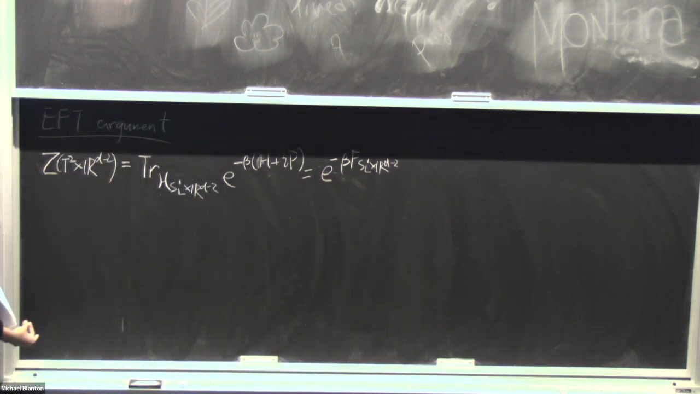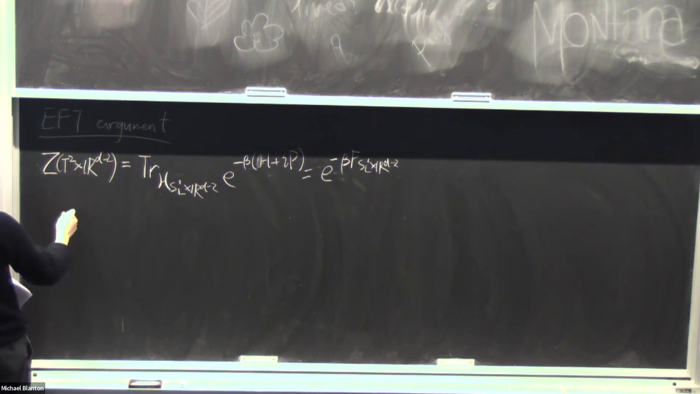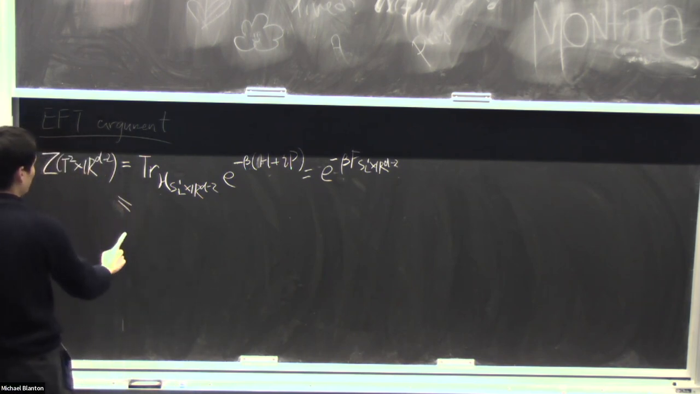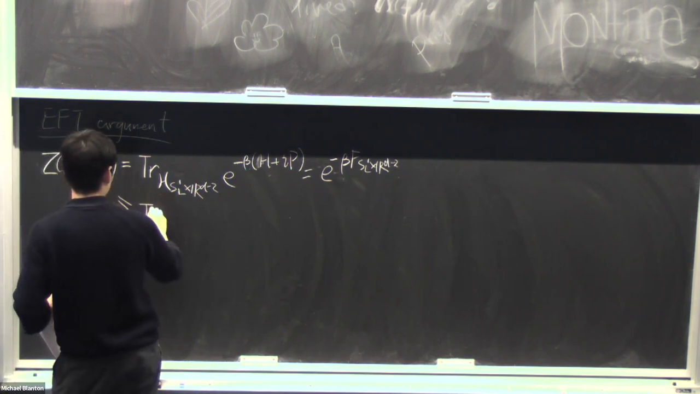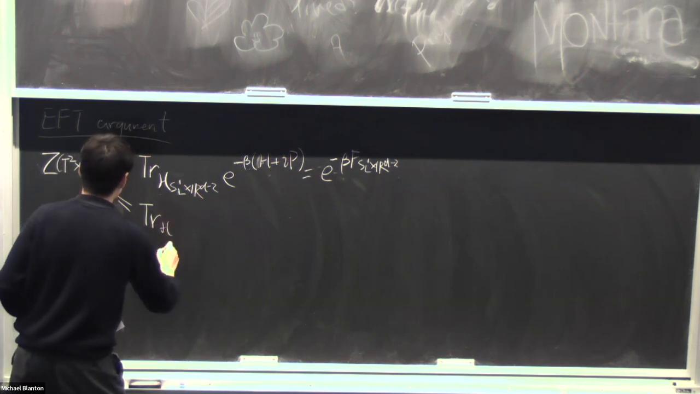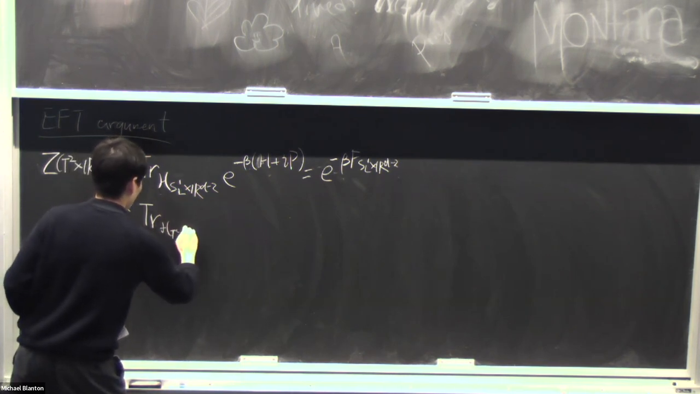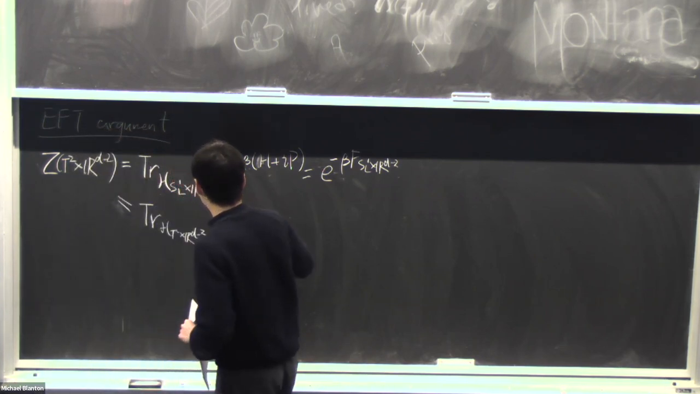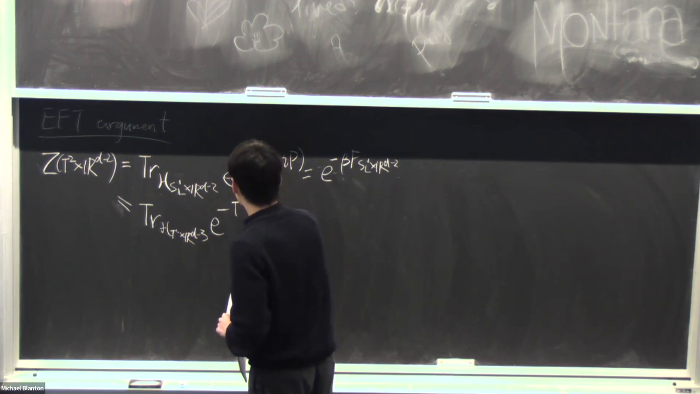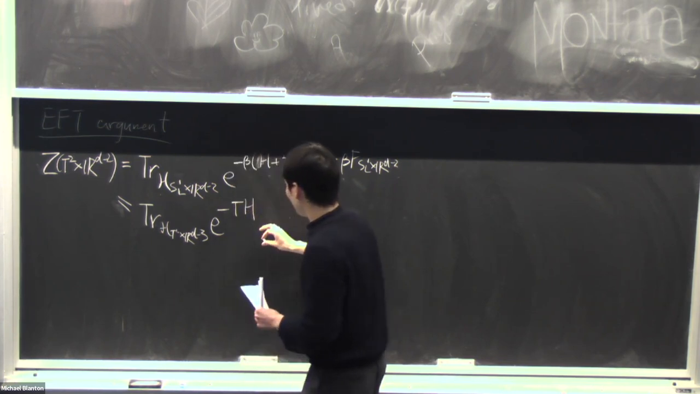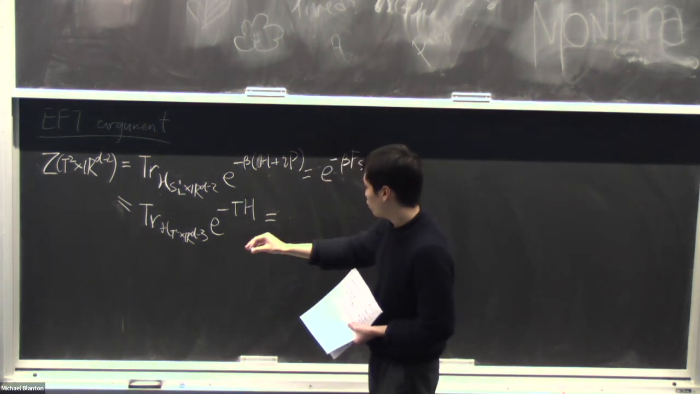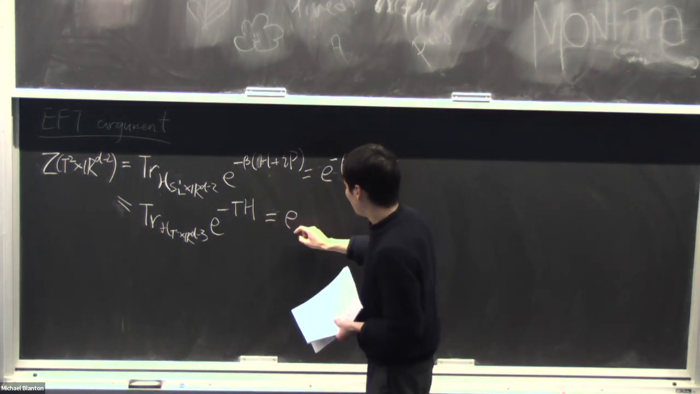On the other hand, we can also choose one of the R directions to be the time direction. So we can have another interpretation, which is a trace over the Hilbert space on the torus. And in this case, this just gives us the vacuum energy on the torus.